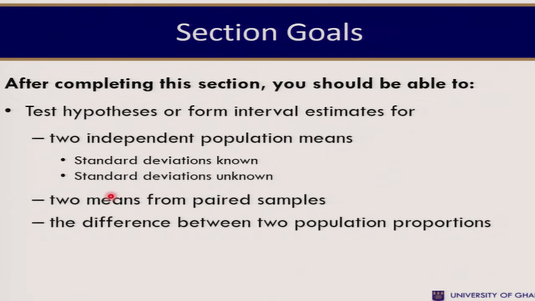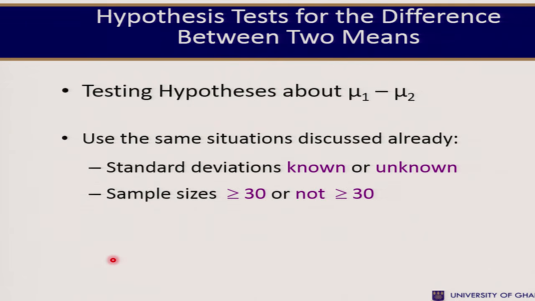and make conclusions regarding the results of the test. After this section, you should be able to test the hypothesis or form confidence intervals for two independent population means. And under that, we are going to look at situations where the standard deviations for the populations are known, and then the standard deviations for the populations are unknown. We're also going to look at testing hypotheses to compare means from paired samples. Then we also look at testing the differences between two population proportions.